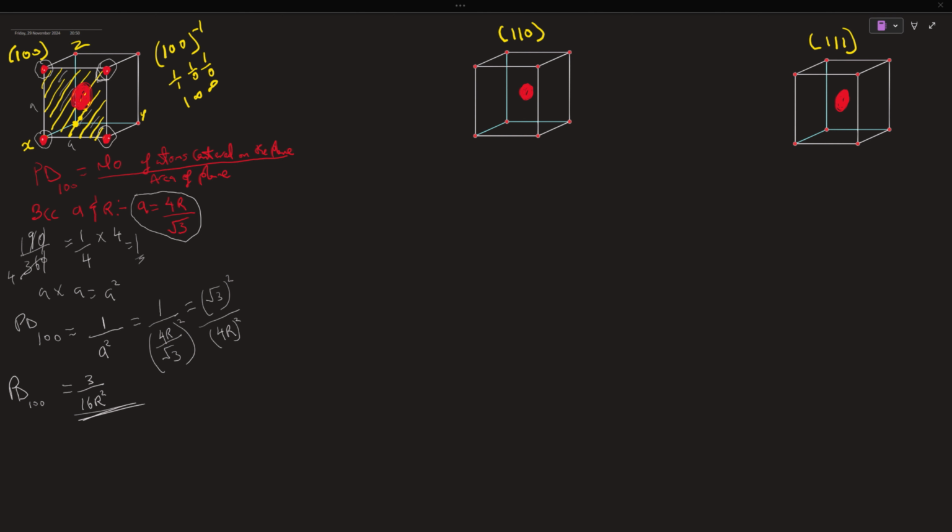Okay, so let's solve for plane 1, 1, 0. So we'll pick our point of origin. Once again, this is our x, y, and z. So this is our point of origin since everything is positive: 0, 0, 0. The first thing we want to do is look for the reciprocal, which is 1 over 1, 1 over 1, 1 over 0, which will give us 1, 1, infinity for our plane.